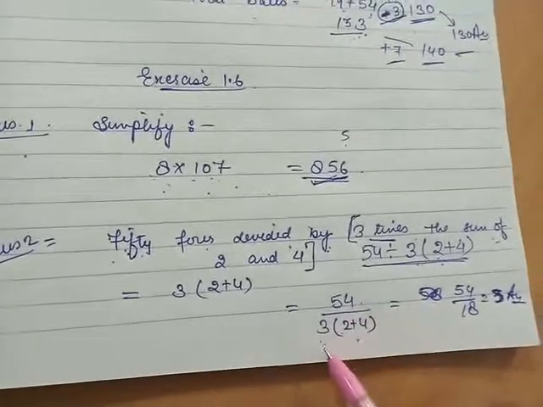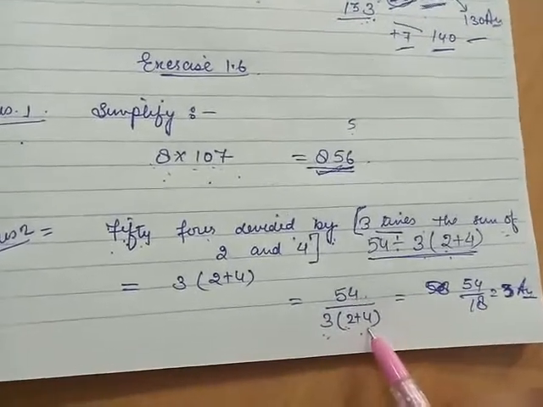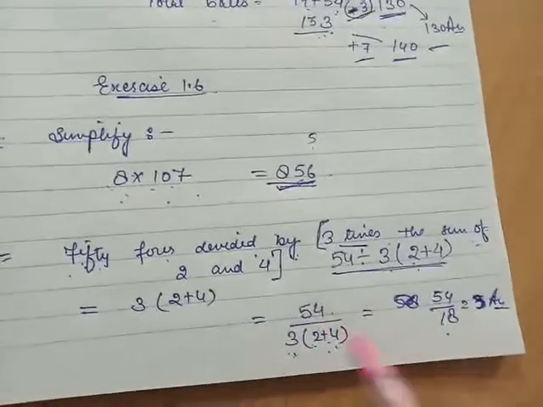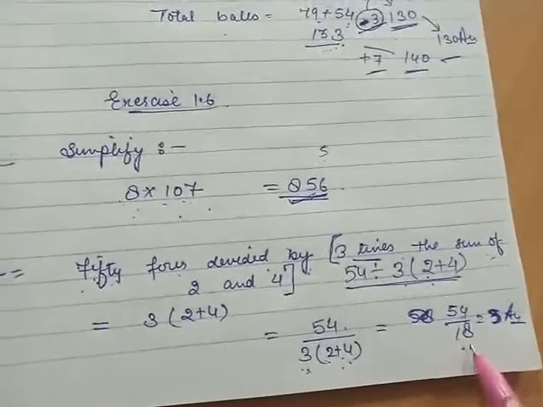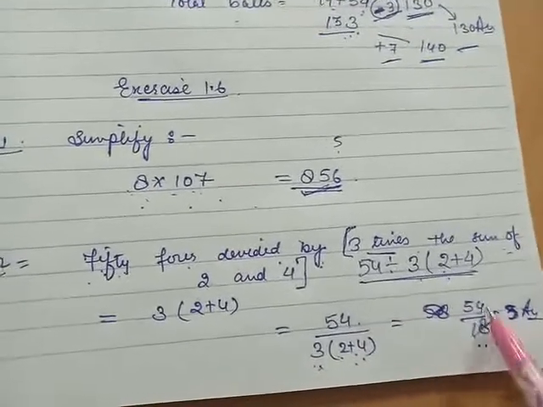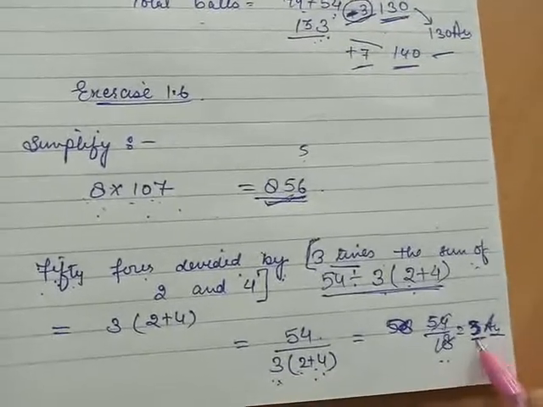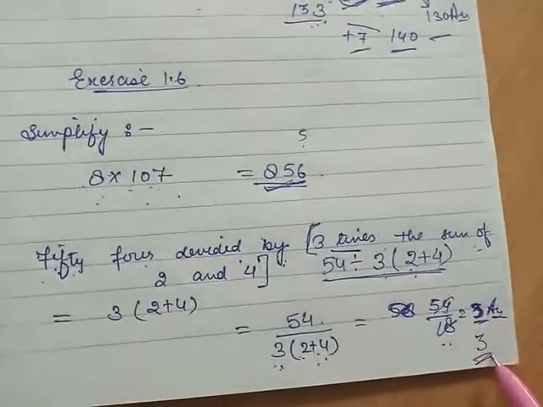So what will be our answer? 2 plus 4, that is 6. 6 multiply 3, that will be 18. That means 54 by 18. And when we cut this numerator and denominator, 18 3s are 54, we get 3. That will be our answer.